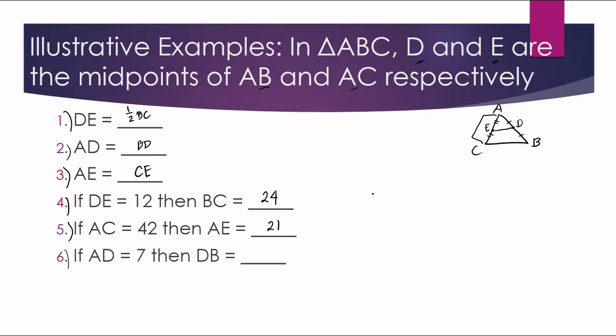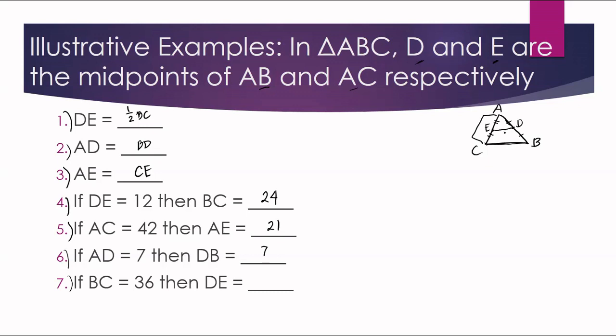Number 6, if AD is equal to 7, what is the measure of BD? Yes, it is also 7 units because they are equal, since point D is the midpoint. If BC is equal to 36, then what is DE?